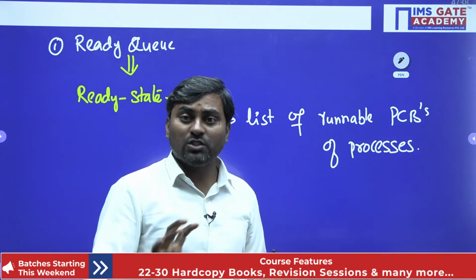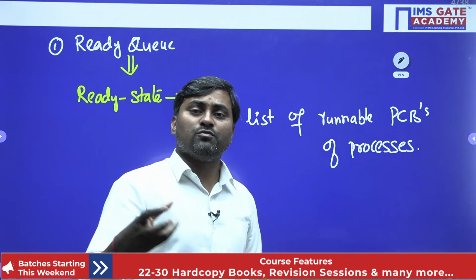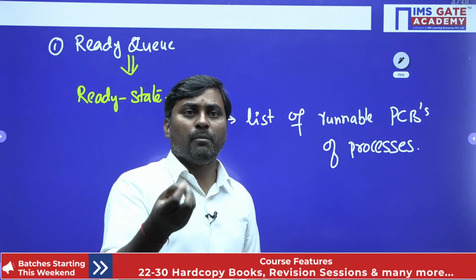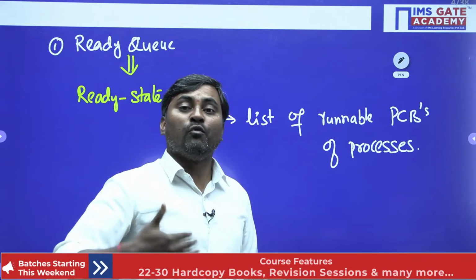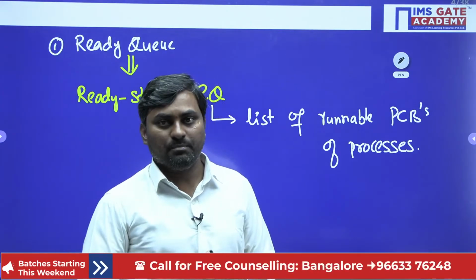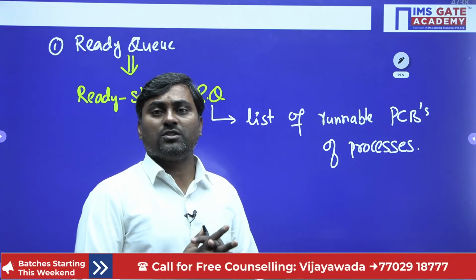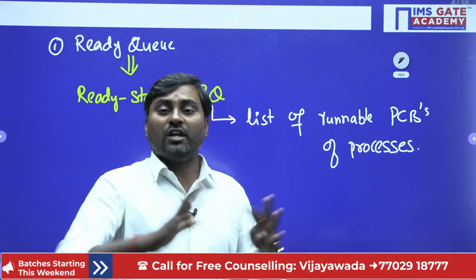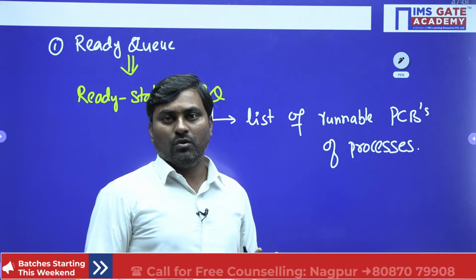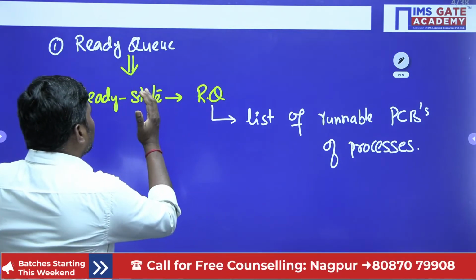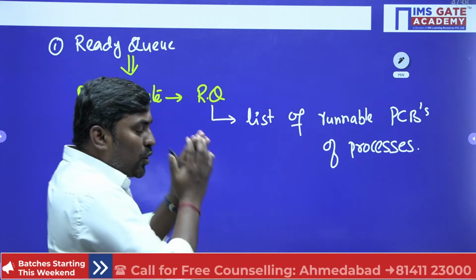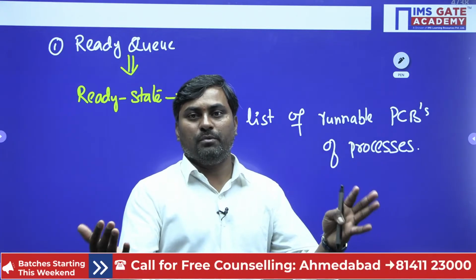What moves? For each process when you create it, what are we creating? A PCB. The PCB is moving from new state to ready state. So that is the list of runnable PCBs of processes present, which are literally just waiting for processor allocation. So this is a queue, right? Ready queue. The queue contains a list of PCBs.